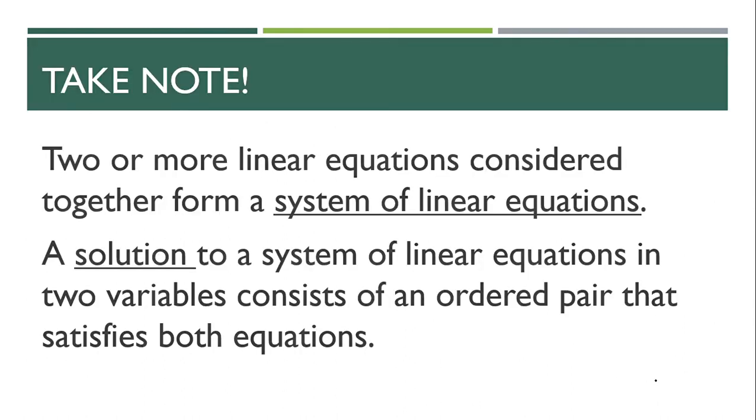Okay, so take note. Two or more linear equations considered together form a system of linear equations. A solution to a system of linear equations in two variables consists of an ordered pair that satisfies both equations. Take note again that the solution of that linear equation is an ordered pair. So that ordered pair cannot be interchanged with each other.